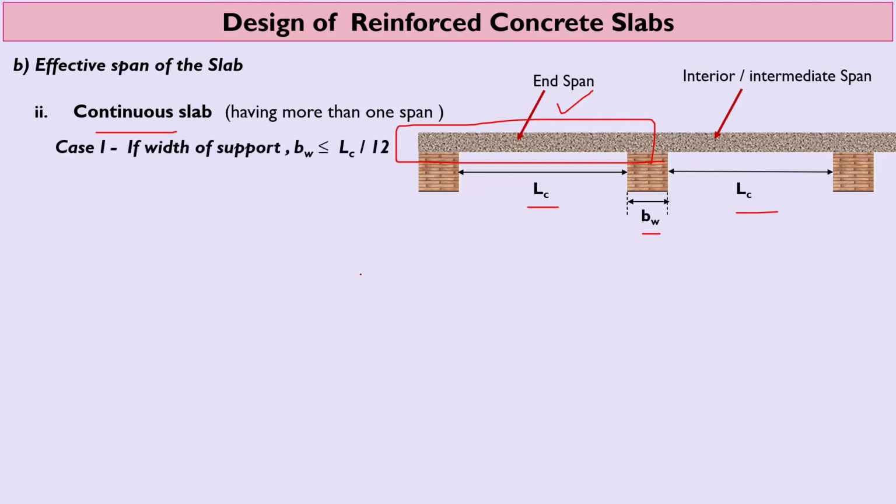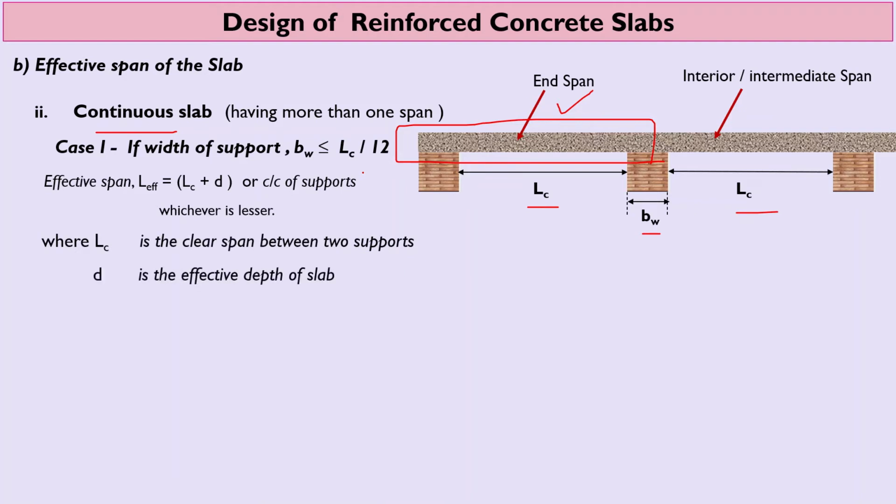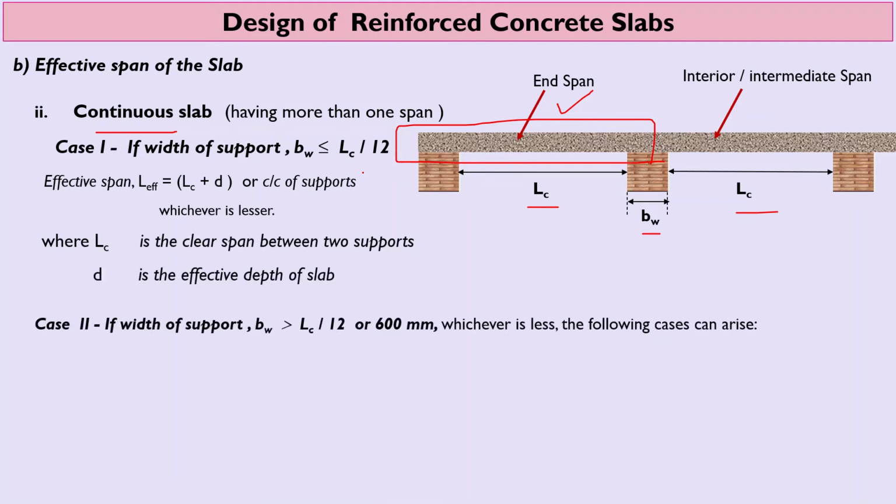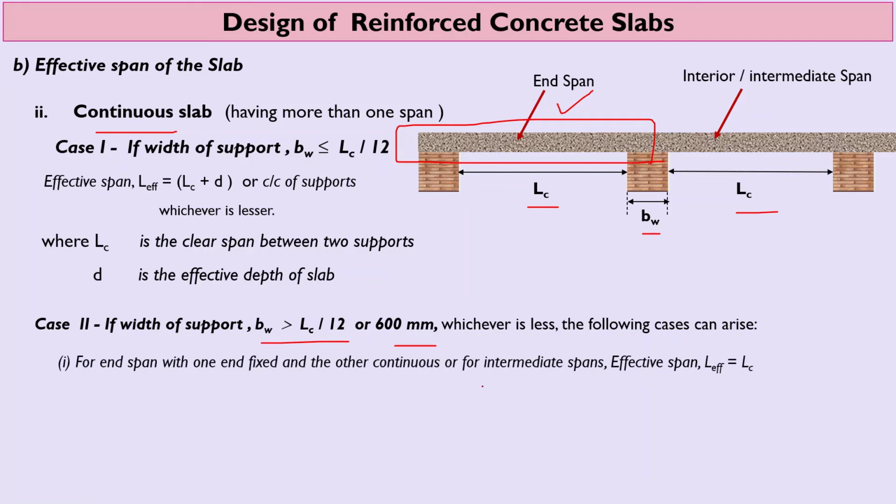So first case, as already given in IS 456, if the width of support is less than LC by 12, then effective span length is equal to LC plus D, or center to center of the supports, whichever is lesser. Now case number 2, if the width of support BW is greater than LC by 12 or 600 mm, whichever is less, then we can say for end span.